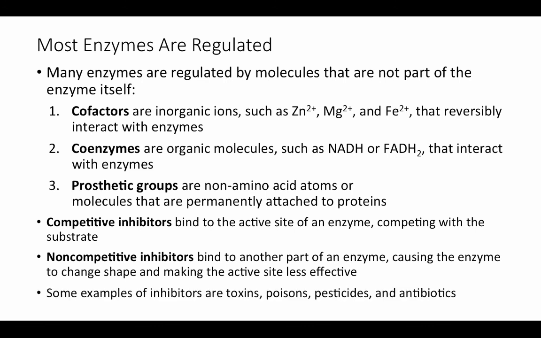So not only can there be inhibitors that are part of the normal, healthy regulation of these enzymes, but there are also inhibitors that can be used as toxins, things such as sarin nerve gas that are going to either competitively or non-competitively reduce the activity of these enzymes. And so these are also commonly used as pesticides and antibiotics.